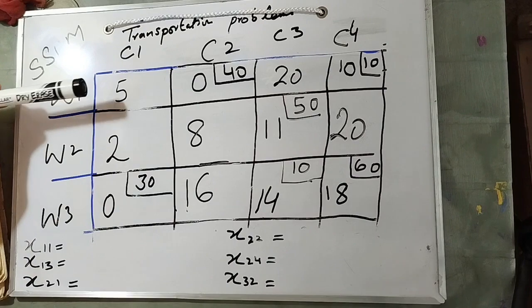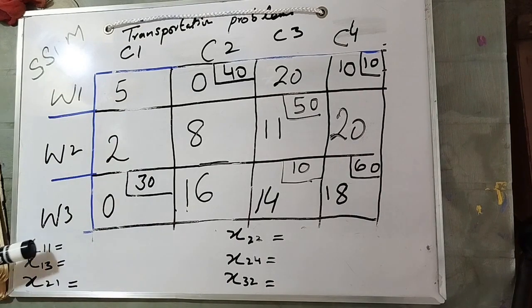First we need to define these unallocated cells with x11. X11 is, this is the row, these are the rows, so rows 1, 2, 3. Because of the row it is 1, because of the column it is 1; for x13, because of the row it is 1, because of the column it is 3. So x11 is for the cell 5, x13 is for the cell 20, x21 is for the cell 2, x22 is for the cell 8, x24 is for the 20, x32 is for the 16. 32 means third row and second column. Now we have just represented these cells with x, row and column numbers.